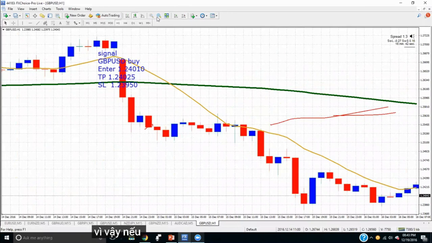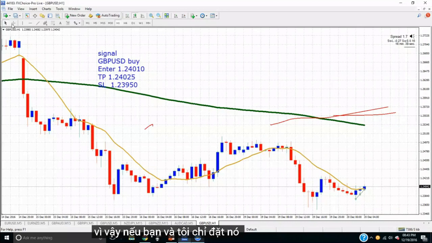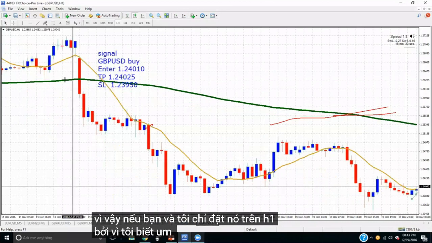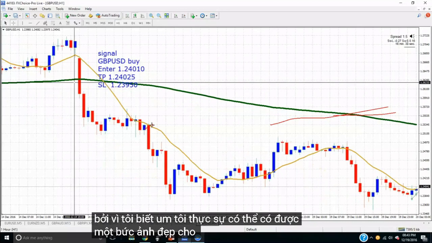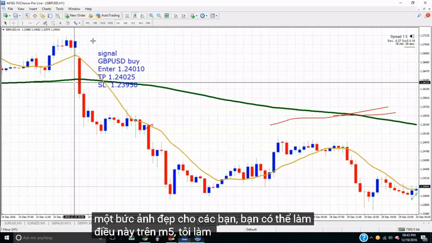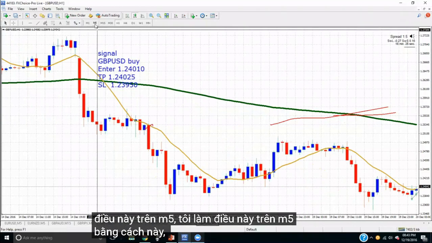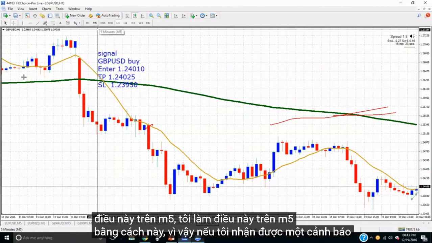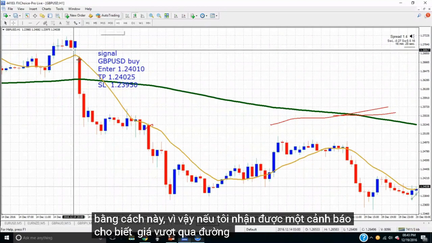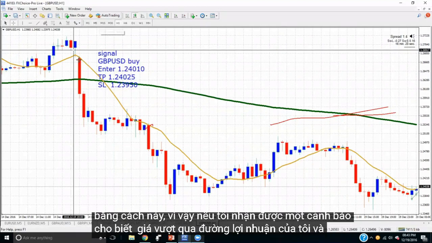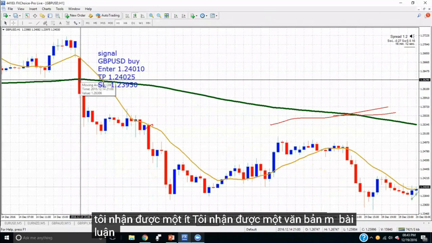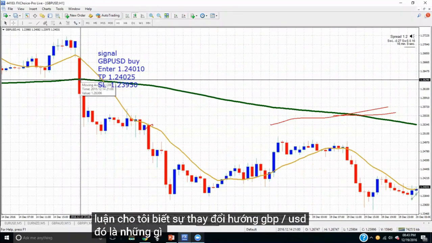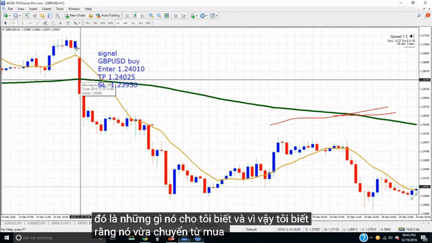Okay, so I just put it on the H1 because I knew I could really get a good picture for you guys. You can do this on the M5. I do this on the M5, by the way. If I got an alert that said price crossed my profit line, and I do, I get a text message that tells me GBP USD direction change. That's what it tells me. And so I know that it just changed from buy to sell.